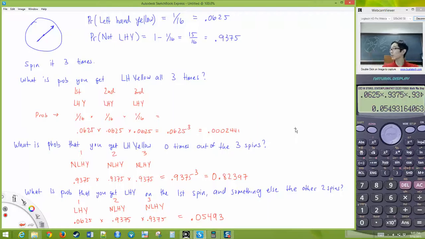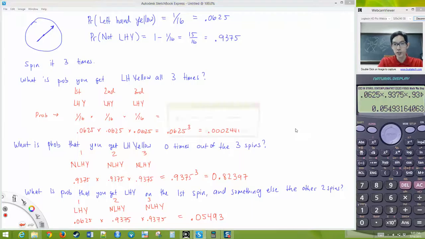So we're talking about different things. This is actually covered next week in the binomial, but if I said, what's the probability that I get not left-hand yellow the first spin, left-hand yellow the second spin, and not left-hand yellow the third spin, my answer would be the same, right, of 0.05493. But that's technically a different sequence than what I've asked here. All right, let's try another one.